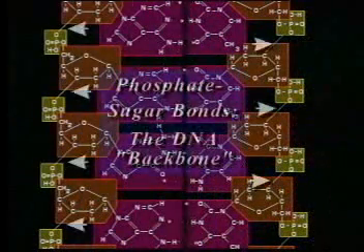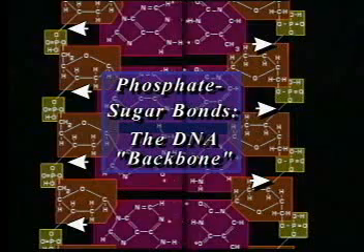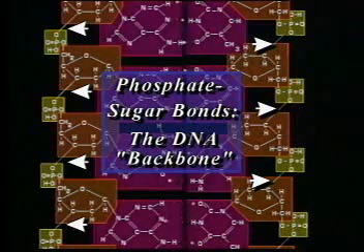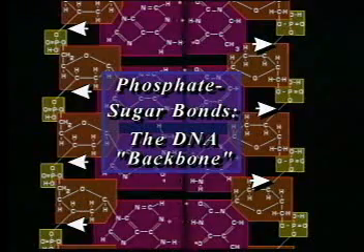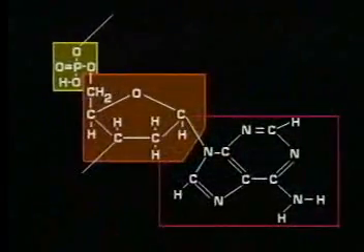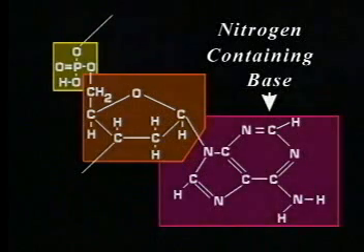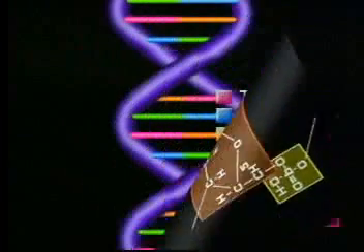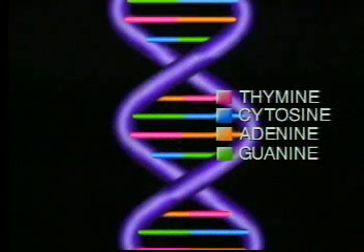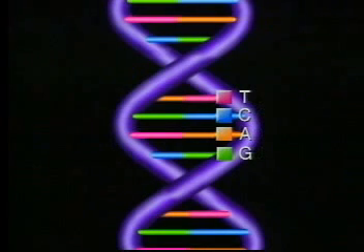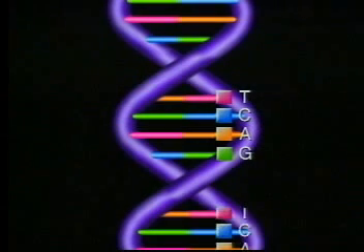The individual DNA subunits in a strand are linked together by strong chemical bonds between their phosphate and sugar groups. These bonds form the backbone of the DNA molecule. Each of the 4 DNA subunits possesses a nitrogen-containing base. The chemical names of the bases are thymine, cytosine, adenine, and guanine, abbreviated T, C, A, and G.